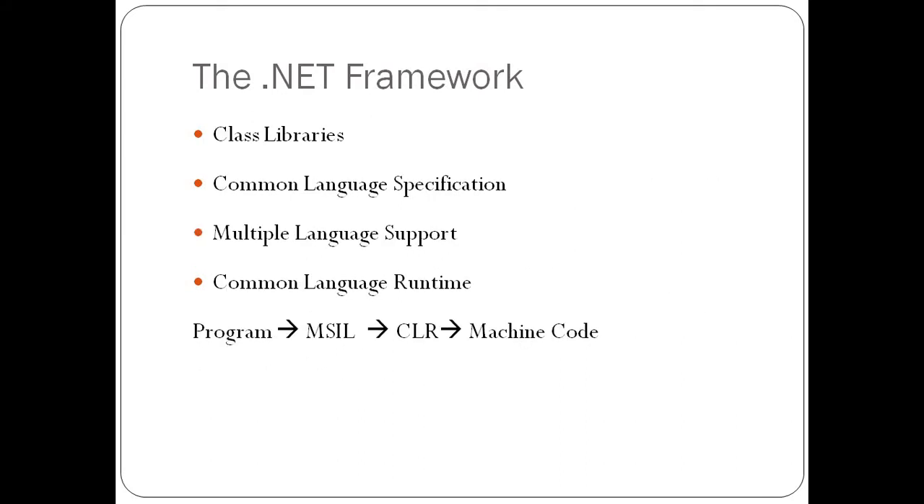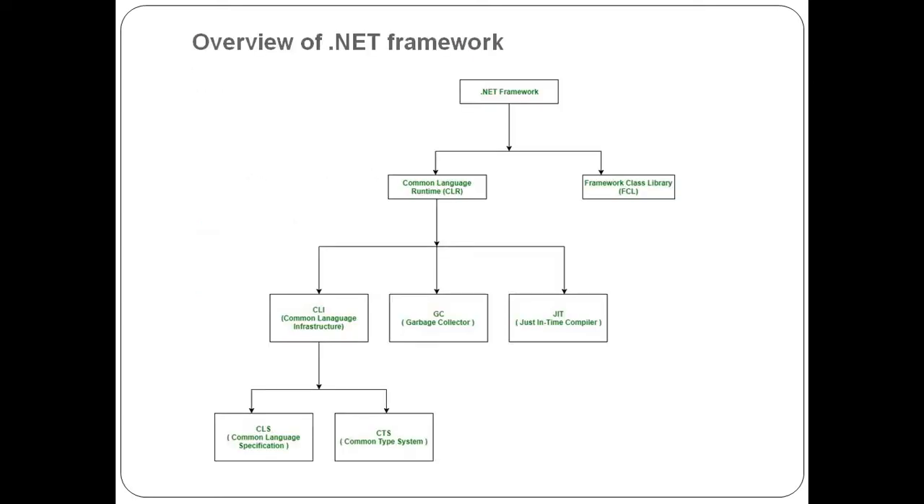Let us see what exactly the framework is. The .NET Framework contains the following entities. It contains class libraries. It contains common language specification. It contains multiple language support. And at last it contains CLR, that is common language runtime. Let us have a look at an overview of .NET Framework. .NET Framework is a tree which contains the following entities.